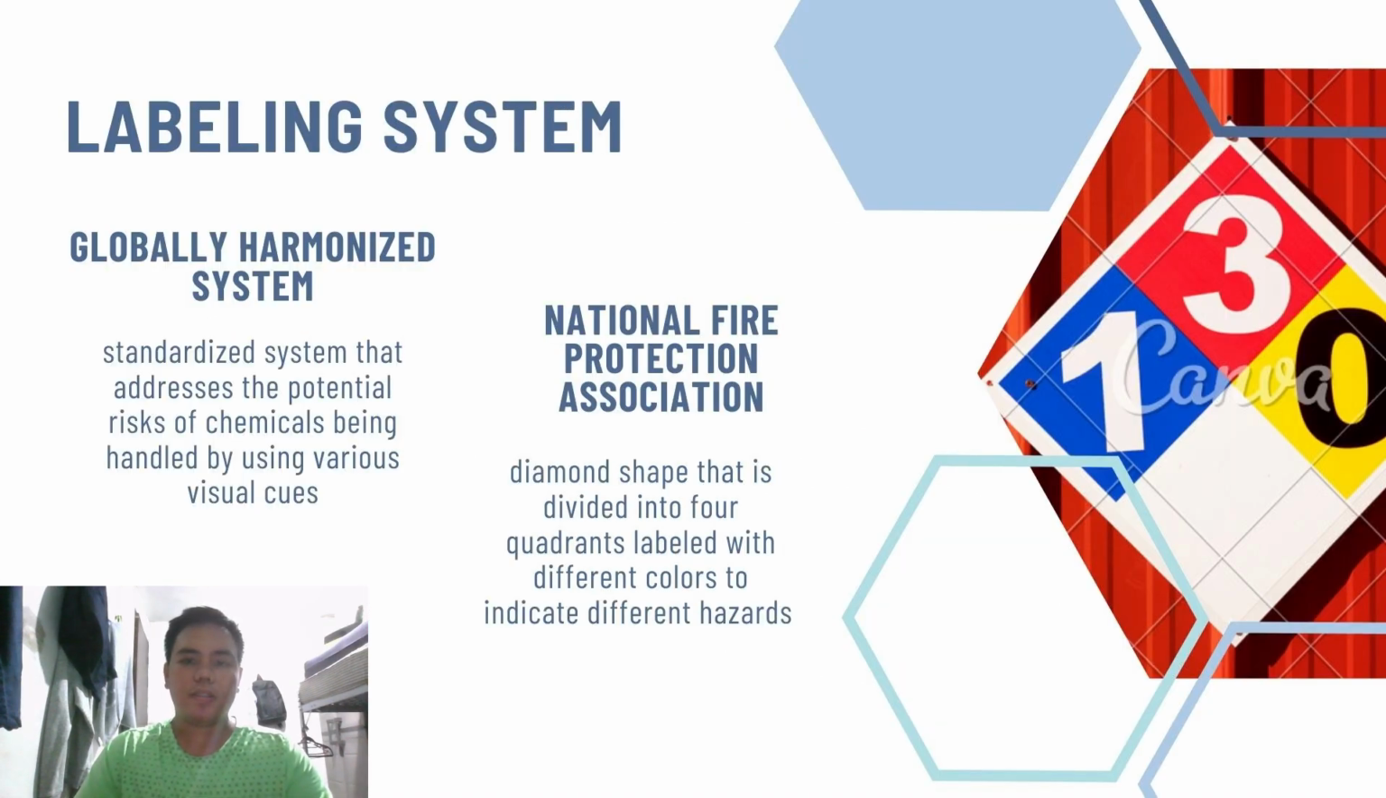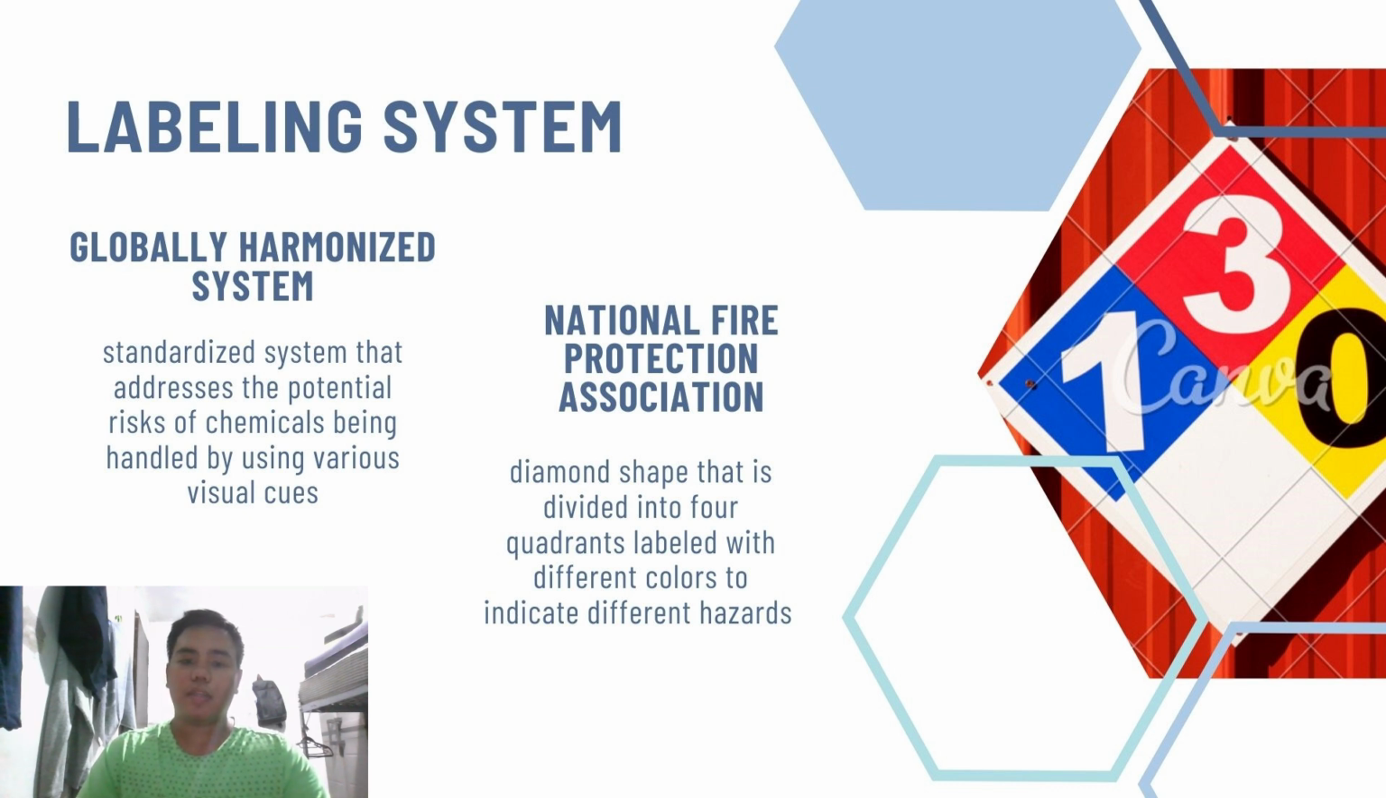The labeling system utilized for such hazards is the Globally Harmonized System, which is a standardized system that addresses the potential risk of chemicals being handled by using various visual cues such as pictograms to indicate the type of hazards it can pose, and statements and signal words to give details of the hazards identified.